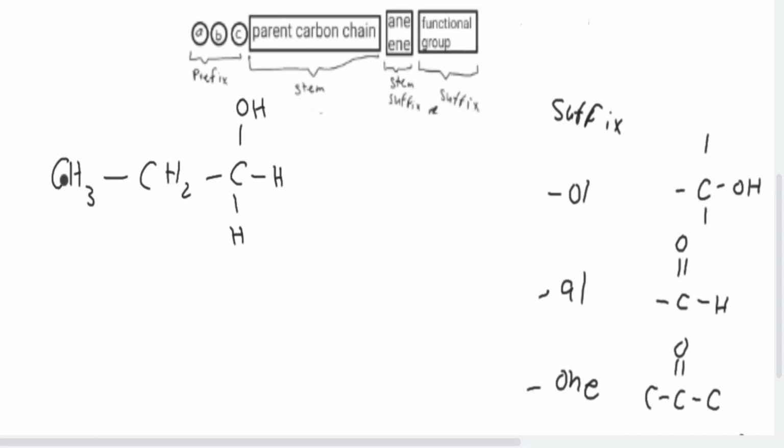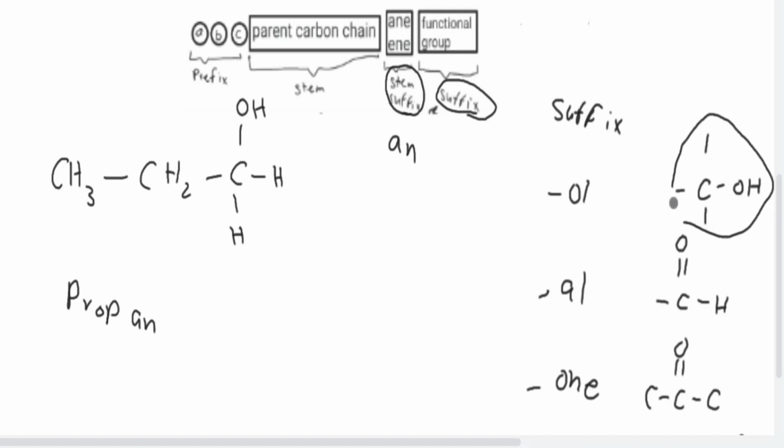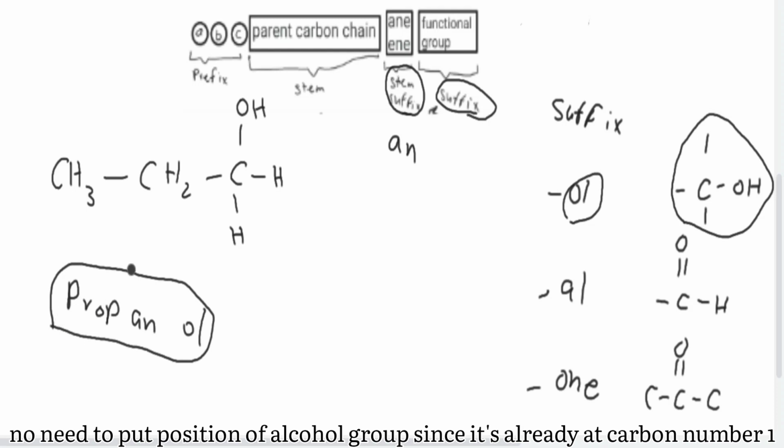Let's do this example. The longest unbroken carbon chain consists of 3 carbon atoms. So my stem is going to be prop. My stem suffix, since I have no carbon to carbon double bonds and all my carbon to carbon bonds are single, will be "an". So instead of stem suffix, I write "an", and the functional group or the suffix is going to be the alcohol group, this right here. And the alcohol functional group has the suffix "ol", so I write "ol". I get propanol as my compound name.